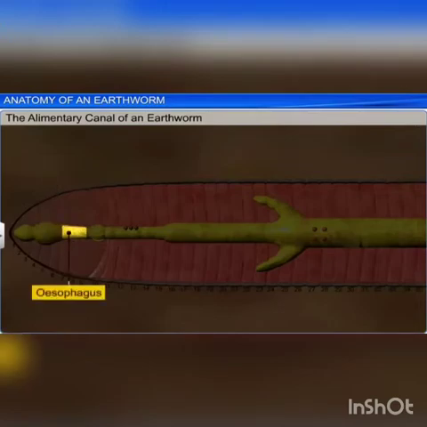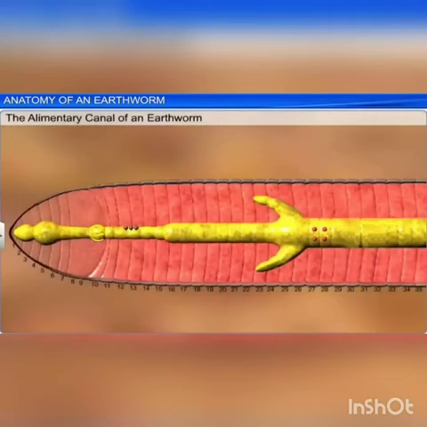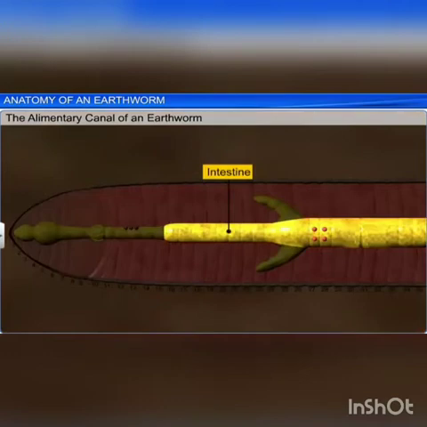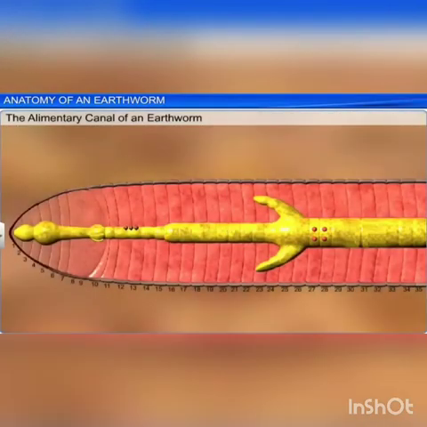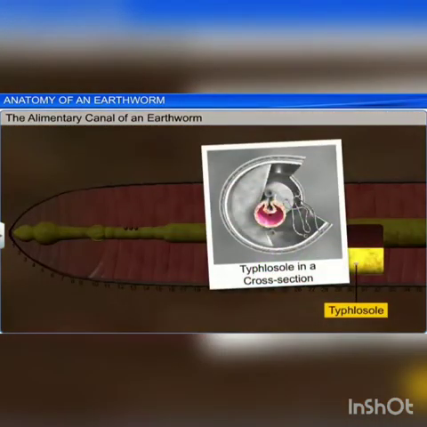A narrow tube called the esophagus lies in the fifth segment and continues into a muscular gizzard in the sixth segment. The gizzard helps in grinding soil particles and decaying leaves. The intestine starts from the seventh segment and continues till the last segment. The dorsal wall of the intestine is folded into the cavity as the typhlosole. This fold contains blood vessels and increases the absorptive area of the intestine. So it's a very important 2-mark question. What is typhlosole? The dorsal body wall of the intestine is folded into the cavity as a typhlosole.